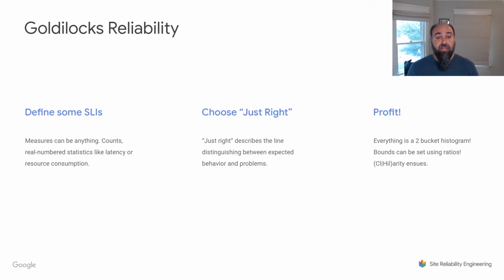So in the reliability context, I'd argue actually that this is the general approach that we use to understand the reliability of our services in a lot of cases, right? This typically has three steps. The first one is choose some SLIs. These can be real number or integer numbered things, data from our services having to do with the performance, latency, throughput, failure rate, whatever. And then through a relatively simple set of methods, we choose just right.